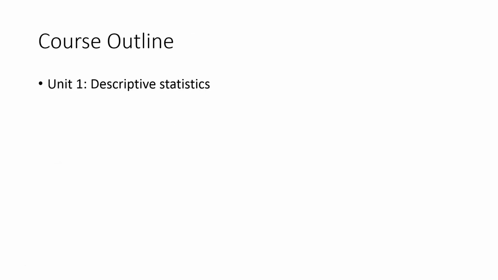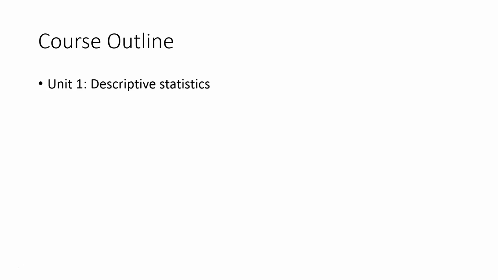So that takes us to a course outline. In the first unit of the course, we'll be doing descriptive statistics. Descriptive statistics is a set of methods used to describe data. So we'll be looking at things like proportions of the sample. We'll be looking at measures of center, so mean, median, mode, how spread out the data is, and then we'll be looking at charts and graphs.